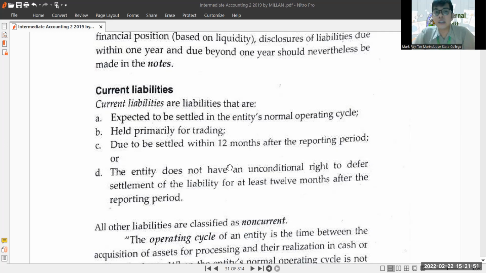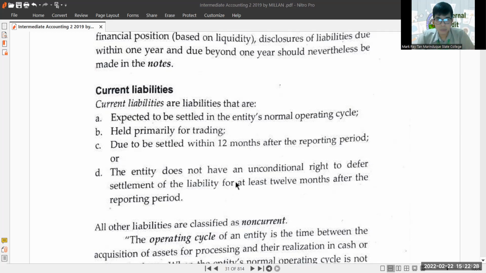So if the liabilities daw are due to be settled hanggang doon sa December 31, 2023, assuming that itong 2022 ang kanyang business year, so still current liabilities yung pinag-uusapan natin. Okay? And letter D, the entity does not have an unconditional right. Ito, medyo luma pa yung term dito. Sige. Basahin ko dito. The entity does not have an unconditional right to defer settlement of the liability for at least 12 months after the reporting period.